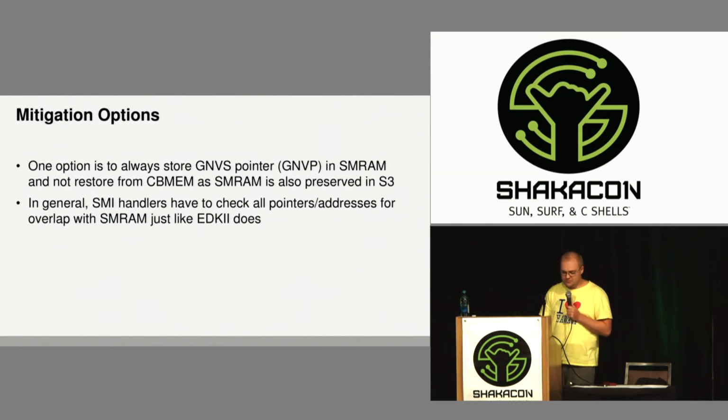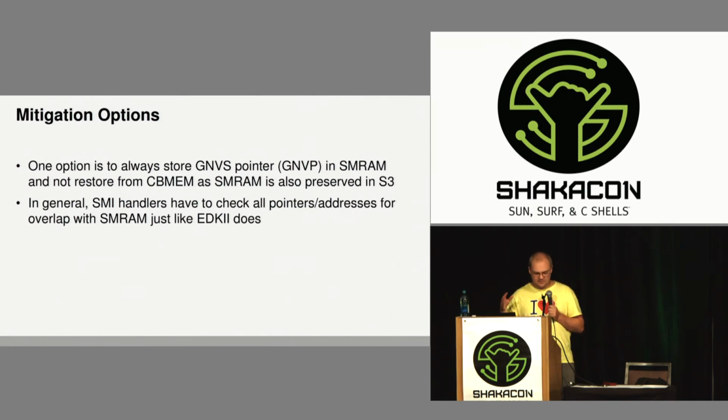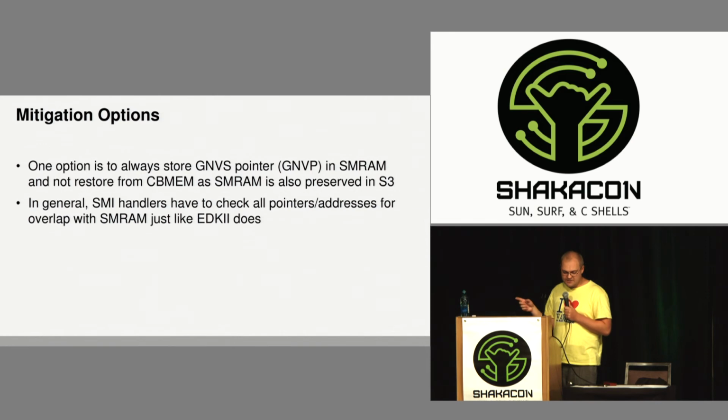What kind of mitigation can we make? First of all, the pointer which we take from ring 0, we should validate in SMM code. So when implementing the Coreboot BIOS, the developer should check every pointer every time, or if there is a structure, every field of the structure should be checked that it's not overlapping with SMRAM.